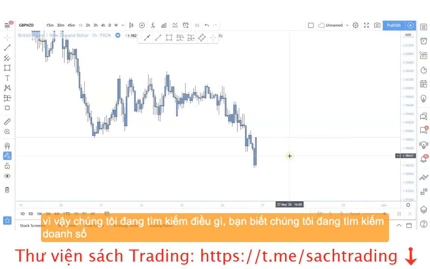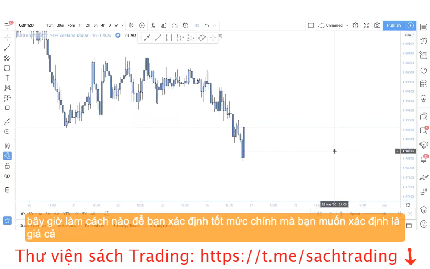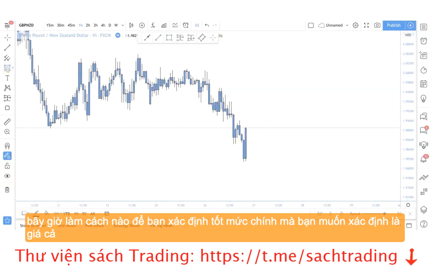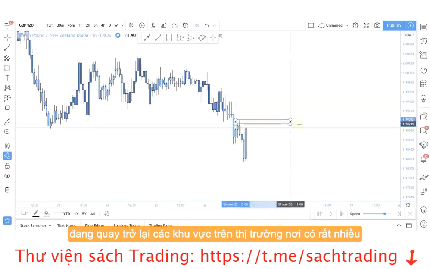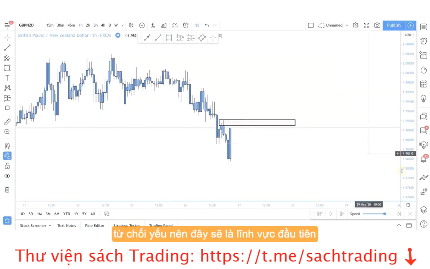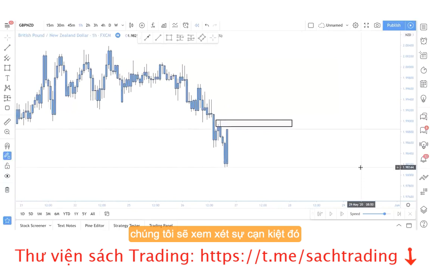Well, we're looking for sells. Now, how do you identify a key level? Well, what you want to identify is how price is coming back into areas in the market where there's lots of wick projections. So this will be the first area that we're going to look at for that depletion, or the pattern that we're now going to learn.